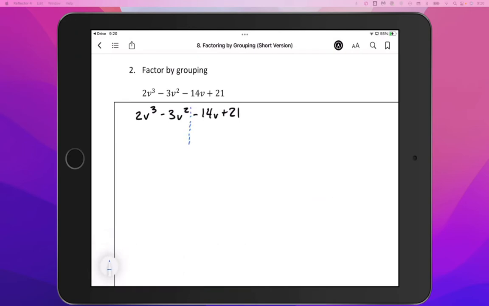So I do my da-da-da-da-da, and then I look at my left side. And again, you could flip the 14 and the 3, and you would get the same thing that I do, assuming you do it correctly from there forward. So 2v to the power of 3 and negative 3 don't have any numbers in common except for 1, but they do have a v to the power of 2 in common. So divide v to the power of 2 out, you get 2v minus 3 on the left side.